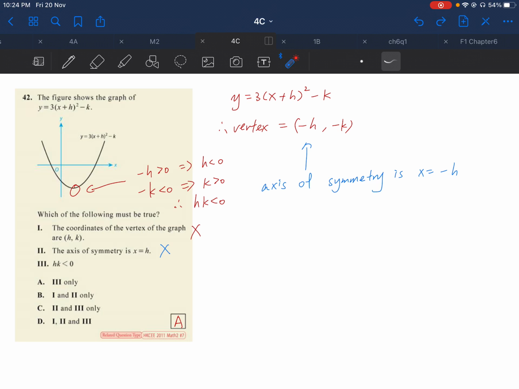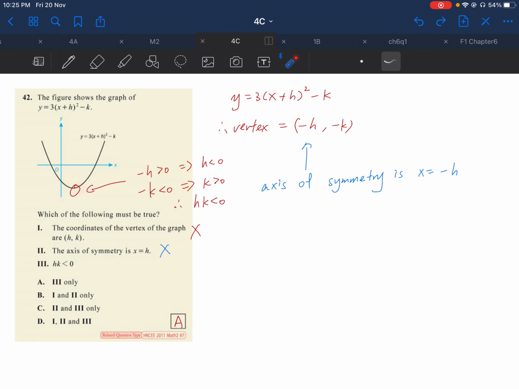So let's see what I have written here. For the first one, the vertex is h and k. It's wrong. It should be negative h and negative k. Axis of symmetry should be x equals negative h. So the second one is wrong. How about the third one? Why is it correct? The only option, of course, is A. But why is this correct?